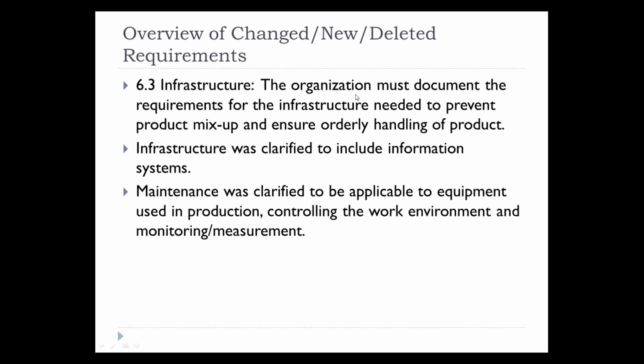6.3, infrastructure. The organization must document the requirements for the infrastructure needed to prevent product mix-up and ensure orderly handling of product. Infrastructure has been opened up to include information systems. And the maintenance requirement was clarified to be applicable to equipment used in production, controlling the work environment, and monitoring and measurement. All that equipment needs to be maintained.